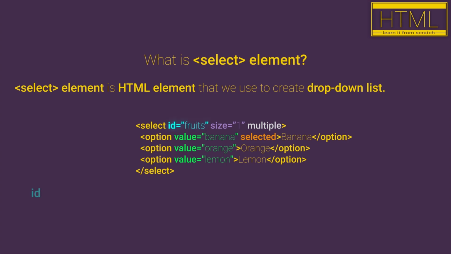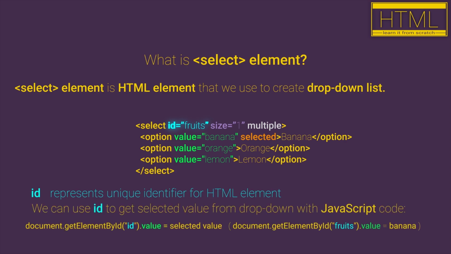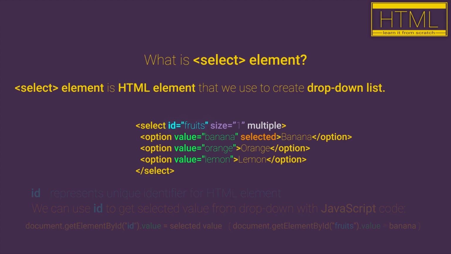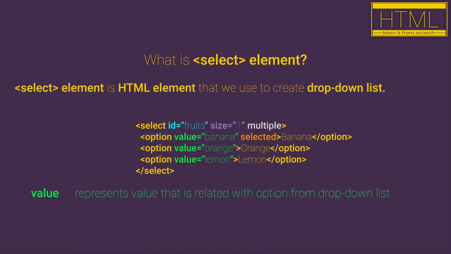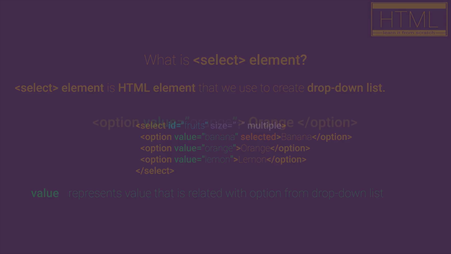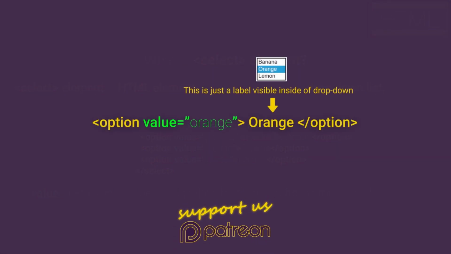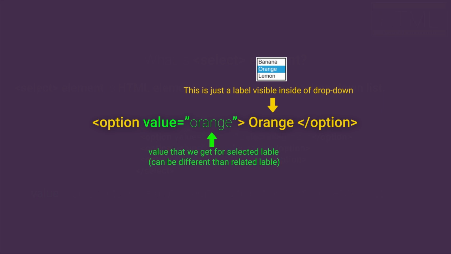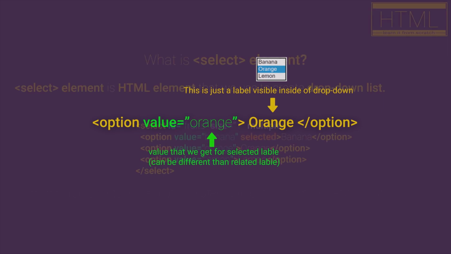Important attributes for select are ID, which represents unique identifier for our HTML element. We can use ID to get selected value from drop-down list with JavaScript code. Then value. Value represents value that is related with option from drop-down list. Basically, label that we can see in our drop-down list is just a label, and real value that will be taken when we submit our form and send to the server for server-side data processing is value that we set with value attribute.